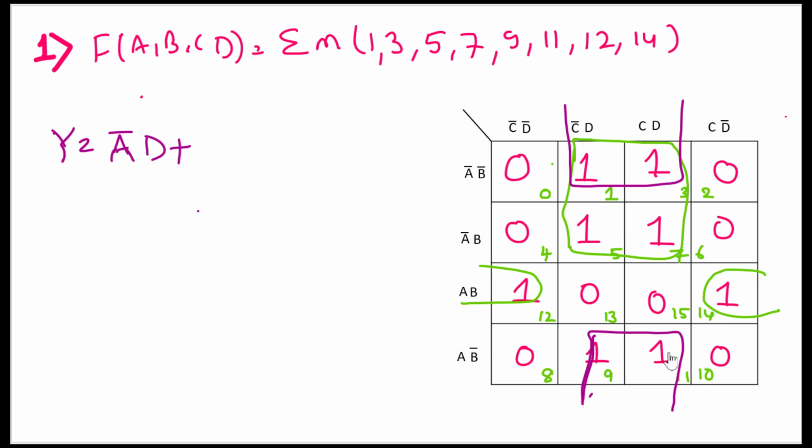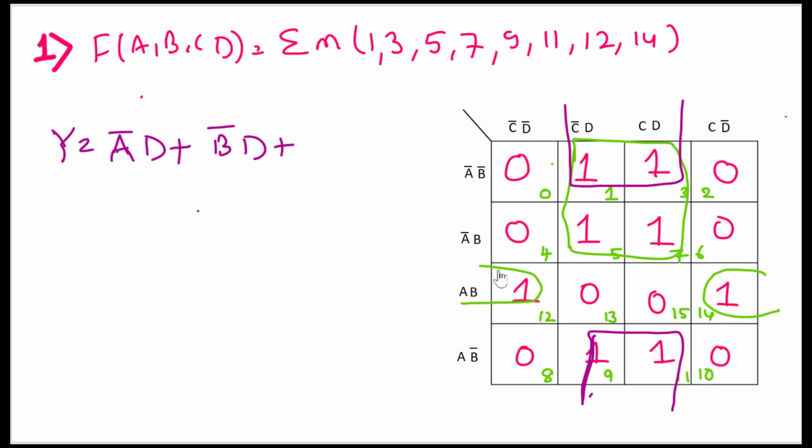Now let's take these two and these two as a quad. Now if you look at here, this is a b bar, this is a bar b. That means a is getting complemented. That means you can eliminate the a, then you write the b bar here. If you look at these two, your c bar is getting complemented. That means you are going to write d.